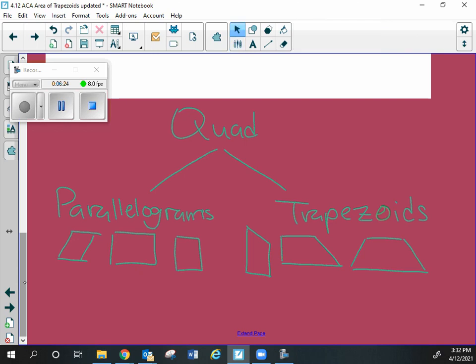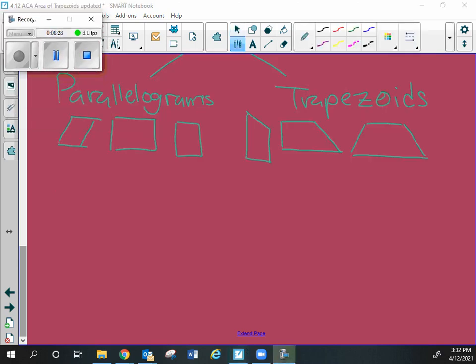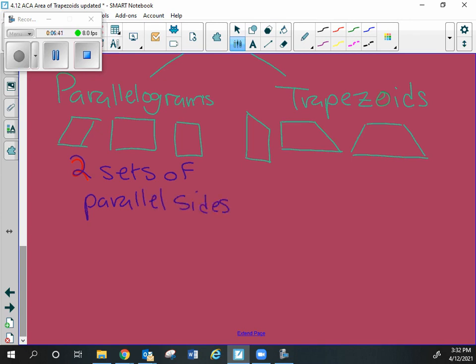Okay, so parallelograms, as the student just reminded us, have two sets of parallel sides, whereas trapezoids only have one set of parallel sides. Okay, so like in here, I see this is parallel to this. I see this is parallel to this. And this one, is it the top and bottom or the sides that are parallel? The sides are parallel. The top and bottom eventually would run into each other. Okay, they're not perpendicular, but they would eventually intersect if I extended those lines.